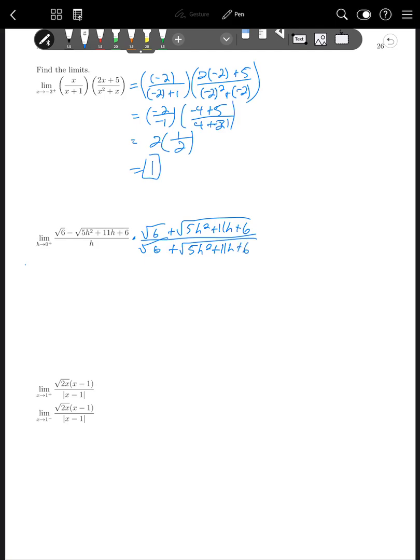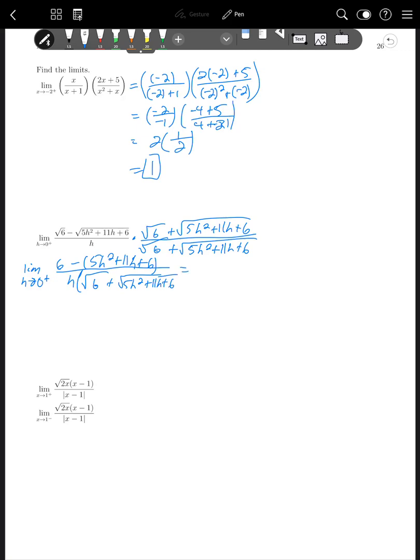Okay, and so when we do that, we get the limit as h approaches 0 from the right. Now notice, I saw that there wasn't a jump there, so the limit as we come from the right is going to be exactly the same as the limit we come from either direction. So that's why I can just use my normal limit rule. So this would be 6 minus 5h squared plus 11h plus 6 all over h times the square root of 6 plus the square root of 5h squared plus 11h plus 6.